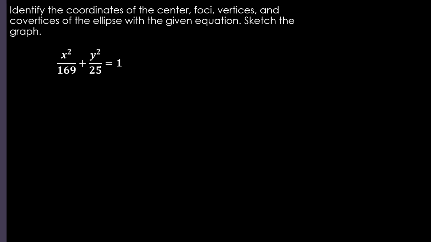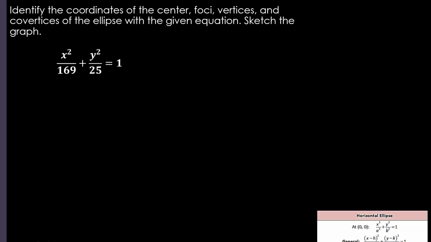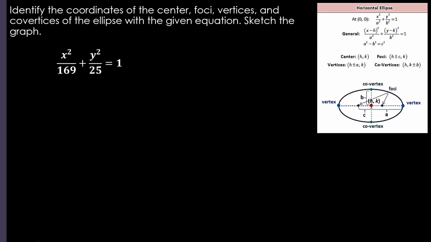First, we have x squared over 169 plus y squared over 25 equals 1. With this equation, we can say that the ellipse is horizontal since the larger denominator is in the term that has an x variable in the numerator. So let's follow these formulas.